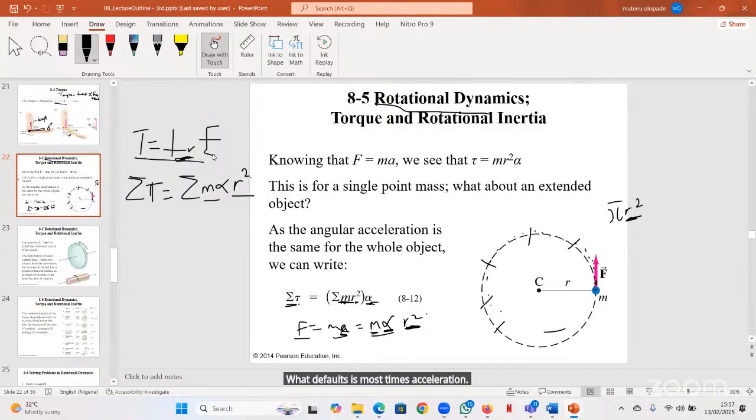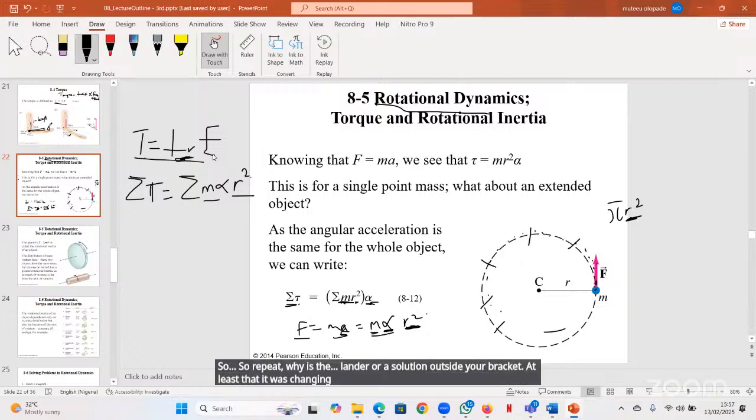Yes? Sir, please, why is the lambda or acceleration outside the bracket? I thought you said it was changing. Why are we not doing summation of it here?